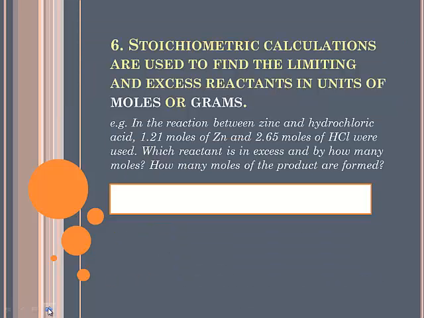So in stoichiometric calculations, we can find the limiting and excess reactant in either units of moles or grams. And what I say is that when you're given numbers for 2 reactants, you're going to arbitrarily choose one to predict or calculate the other. So the example we're going to look at is the reaction between zinc and hydrochloric acid, and we have 1.21 moles of zinc and 2.65 moles of hydrochloric acid. Now the question is, which one is in excess and by how many moles?